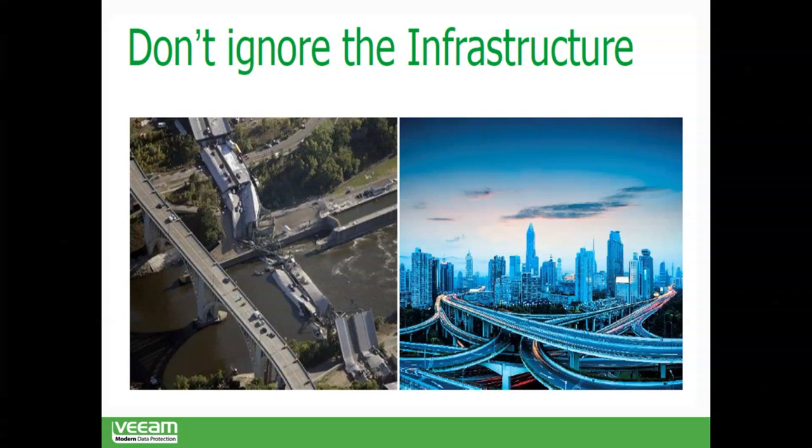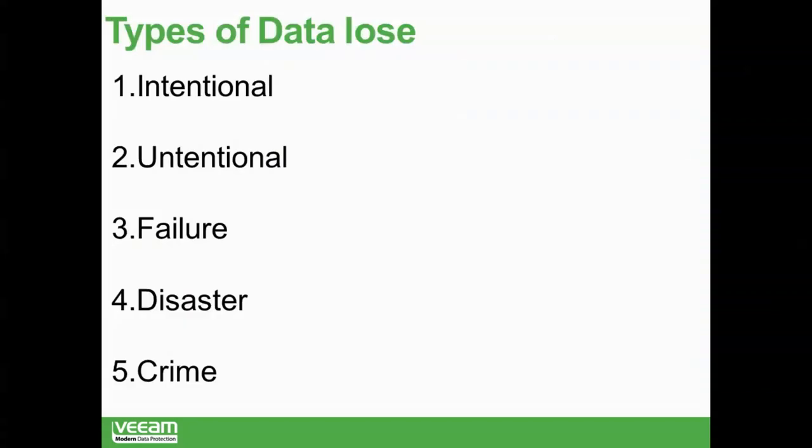Let's see the types of data loss. First one, intentional. This could happen when someone is intentionally deleting your data. It can be a person who doesn't want to see your growth, who wants to excel ahead of you, and intentionally gets your data deleted. That's intentional. And unintentional, this everyone does.